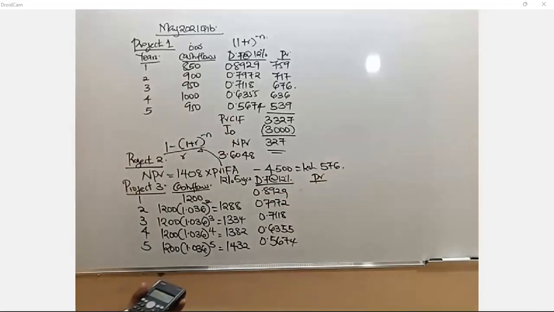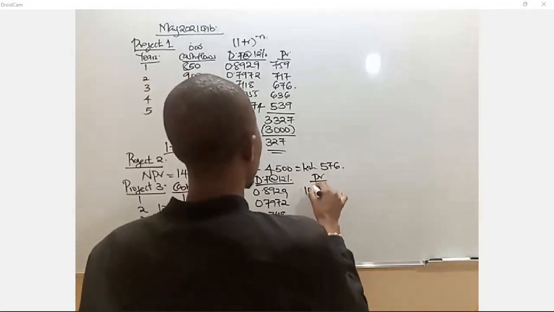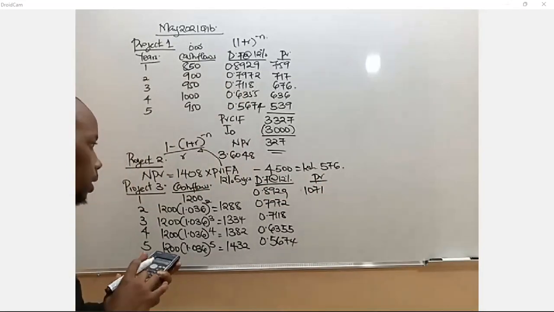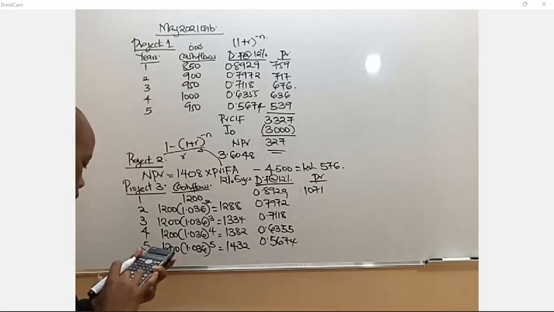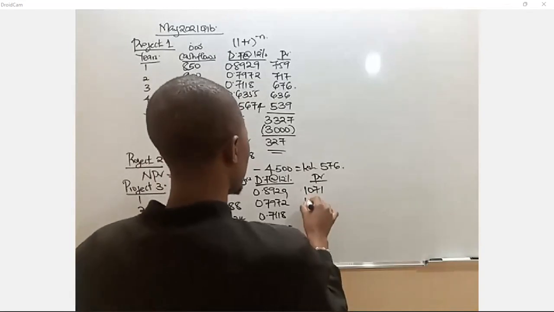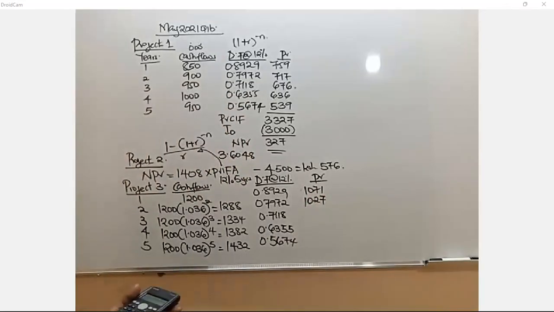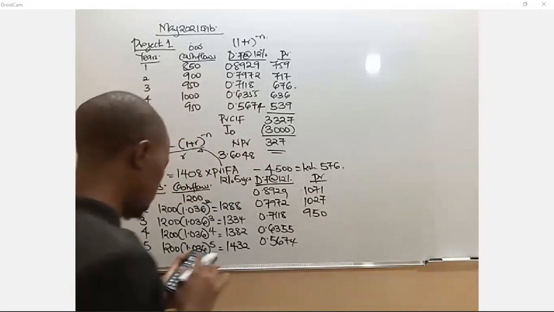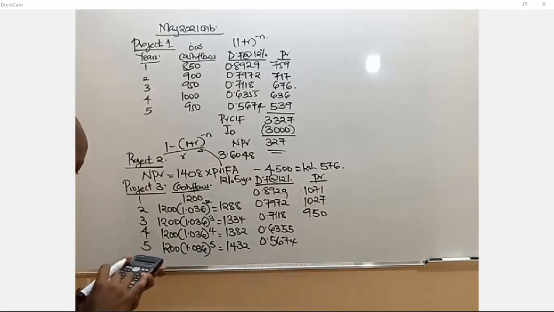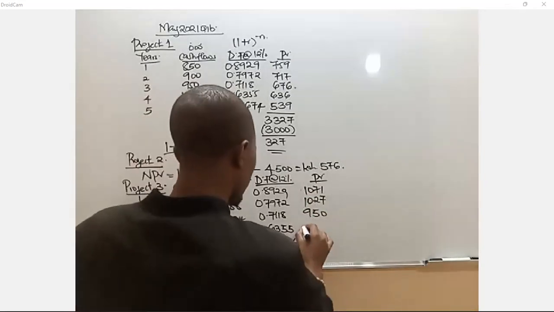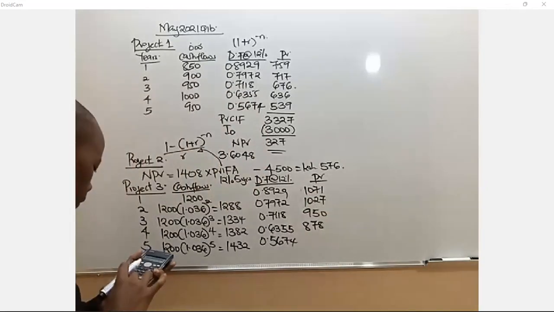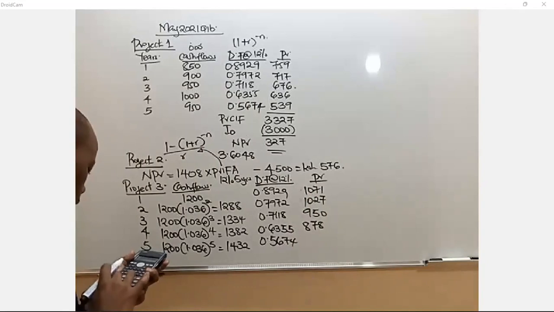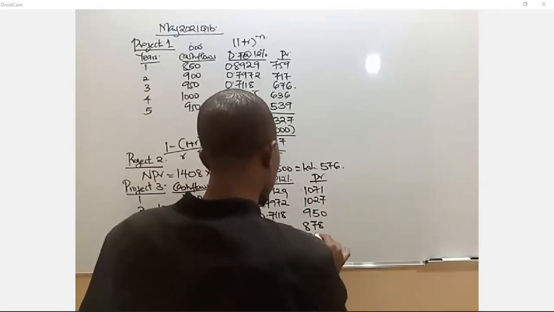Then you get our present value here. What will be the first one? It will be 1,200 times 0.8929, getting 1071. The second one will be 1288 times 0.7972, getting 1027. The other one will be 1334 times 0.7118, 950. Then 1382 times 0.6355, we are getting 878. Then the last one, 0.5674 times 1432, we are supposed to be getting 813.